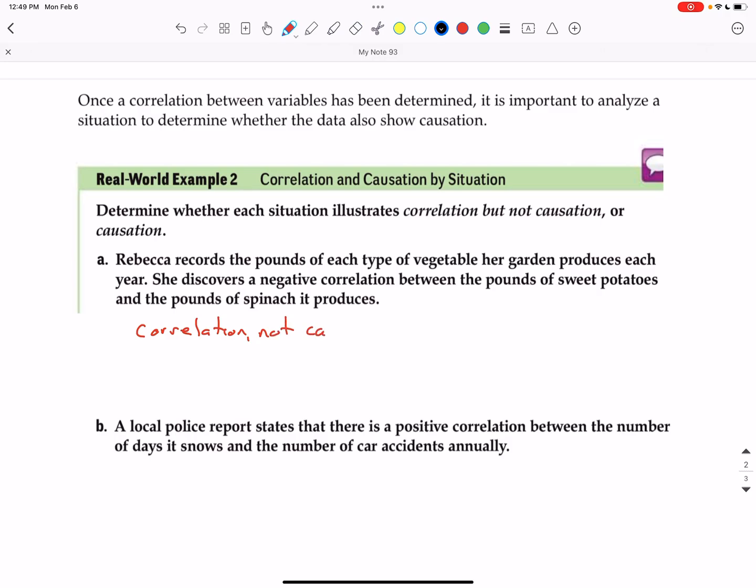It is unlikely that just because more sweet potatoes are being produced, that is the reason why there's less spinach being produced. It could be any number of things. It could be the soil. Some plants grow better in certain climates than others. So that could be the underlying reason, but it does not mean the sweet potatoes are causing the spinach to not grow.